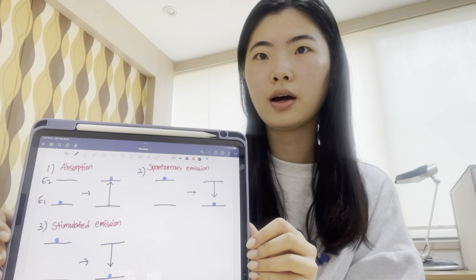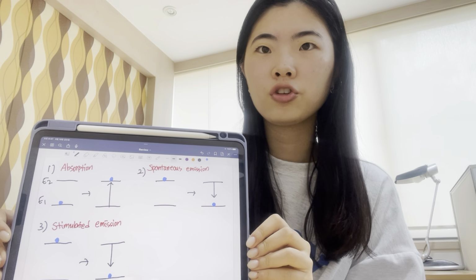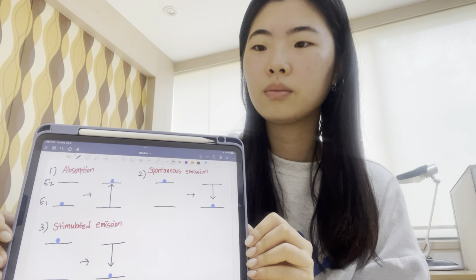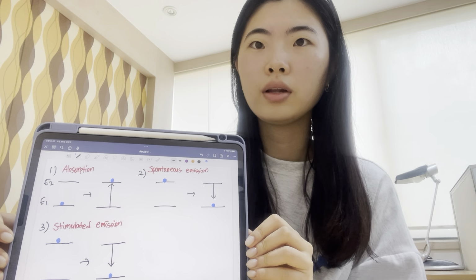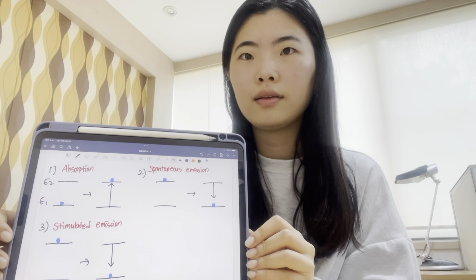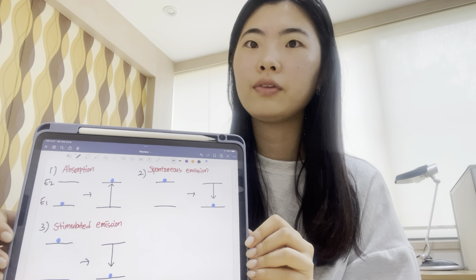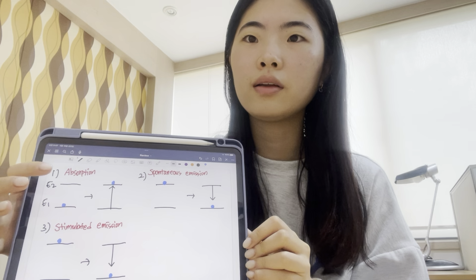So there are three types. First, absorption. Second, spontaneous emission. Third, stimulated emission. So let's talk about each type of light. First, it is absorption.